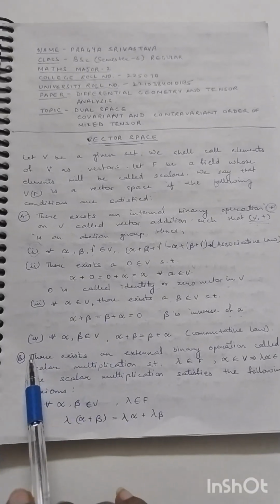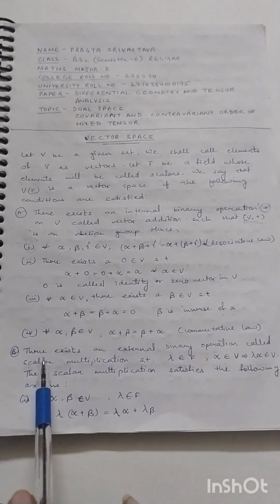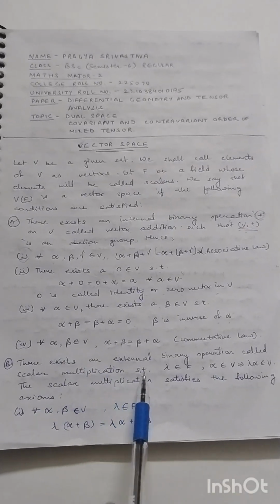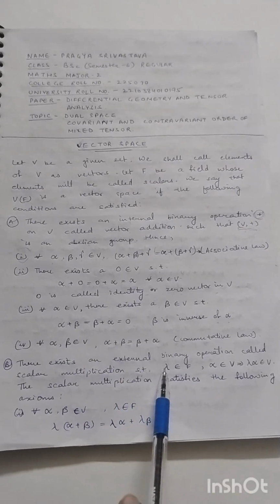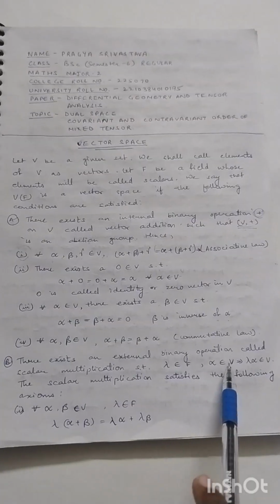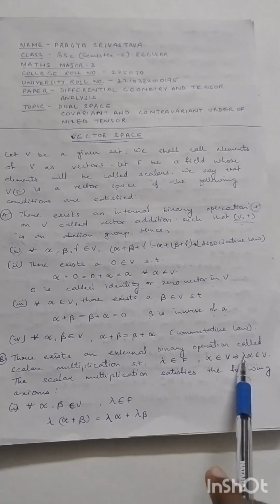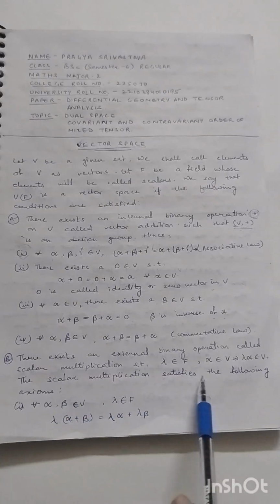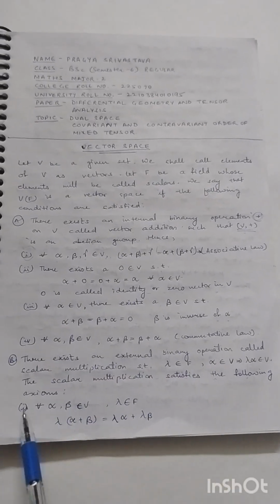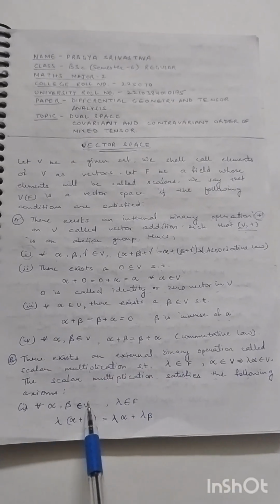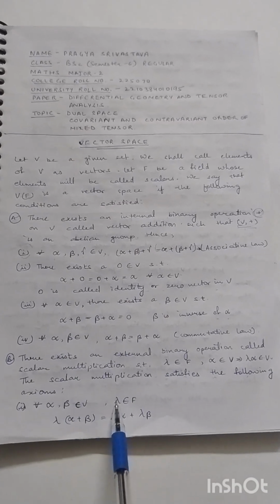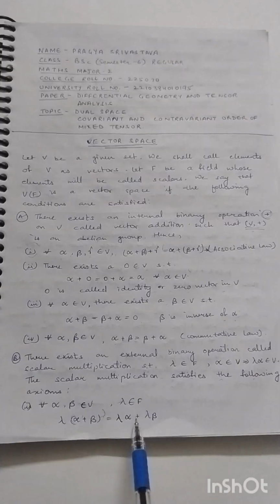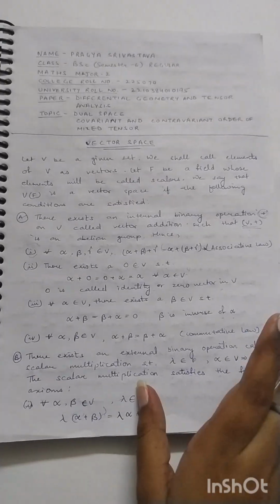Now the second condition is there exists an external binary operation called scalar multiplication such that lambda belongs to F, alpha belongs to V, lambda into alpha belongs to V. The scalar multiplication satisfies the following axioms. First is for all alpha, beta belongs to V, lambda belongs to F, lambda (alpha plus beta) is equal to lambda alpha plus lambda beta.